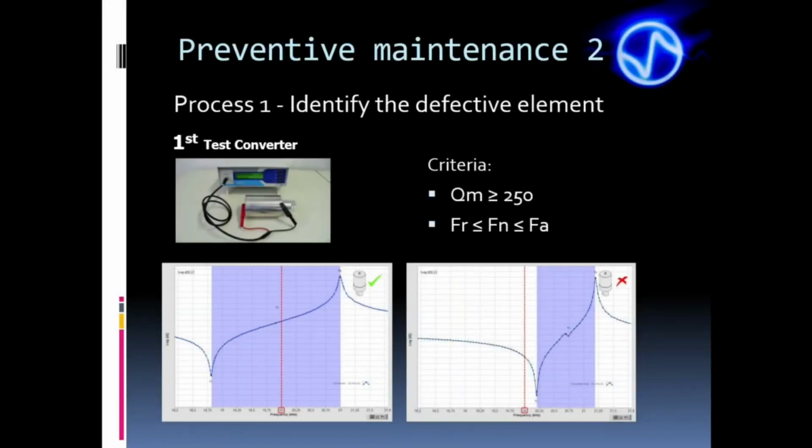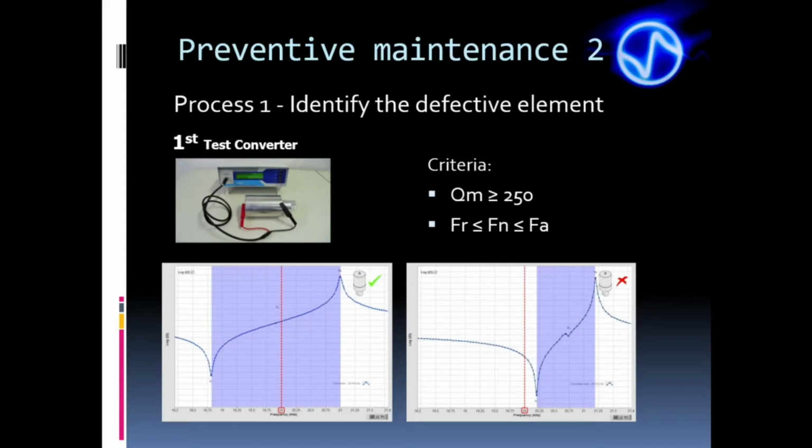This other converter does not meet the criteria, as the range between its FR resonance frequency and its FA anti-resonance frequency does not contain 20 kHz, which is the nominal frequency. This converter has a defect that causes its frequency to be above the maximum acceptable value and must be refurbished.